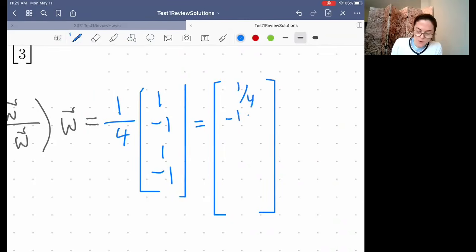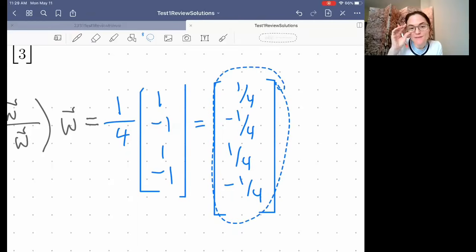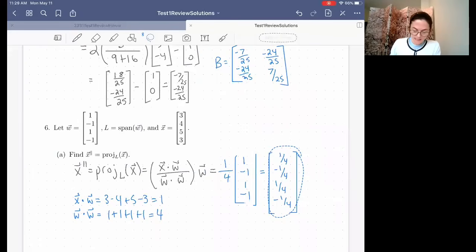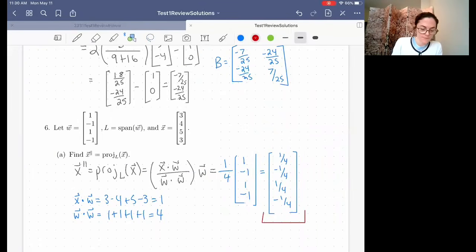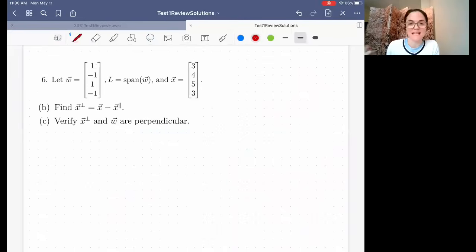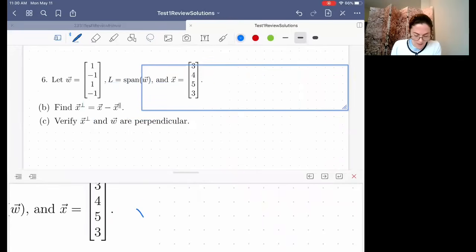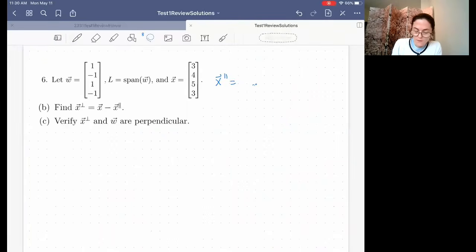1/4 minus 1/4, 1/4 minus 1/4. And now let's copy this, and we will move to the next page, copy, and we will do the rest of problem 6. So this was, just to be clear, this is A. Okay, now we're going to move here. Look, we have B, we have C. So the first thing is, let me just recopy what we have found. So we found that this, which is the projection, is here.